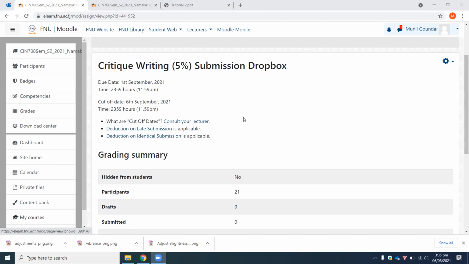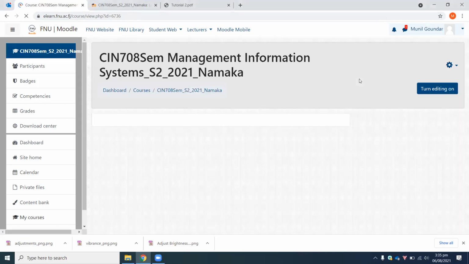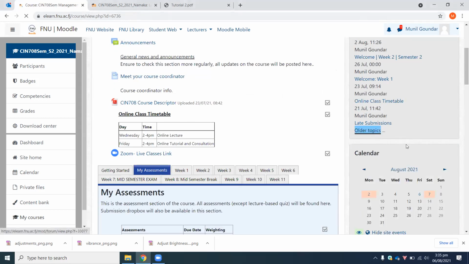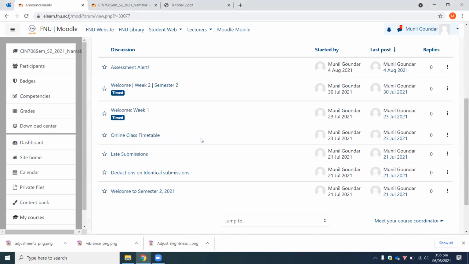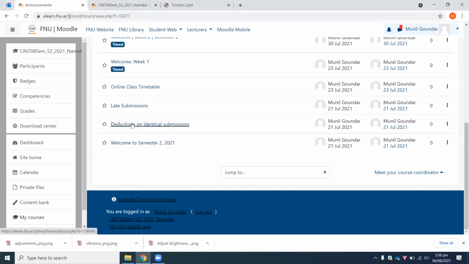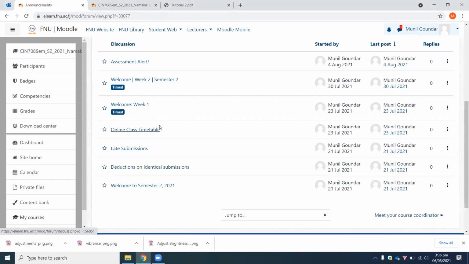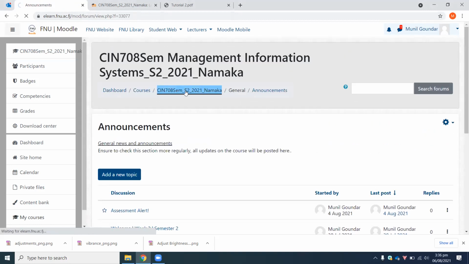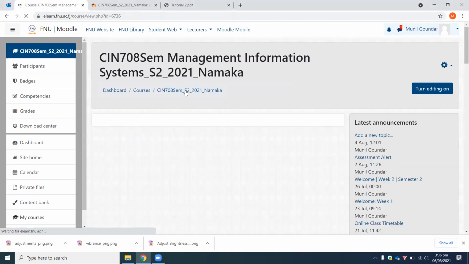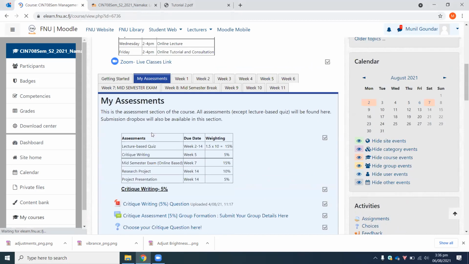Deduction on late submission and deduction on identical submissions, links provided. Also, you may be able to view these in the announcements. The very first few things that I posted in the announcements were late submission and deductions on identical submissions. Go over them. Okay, so that's on your critic writing.